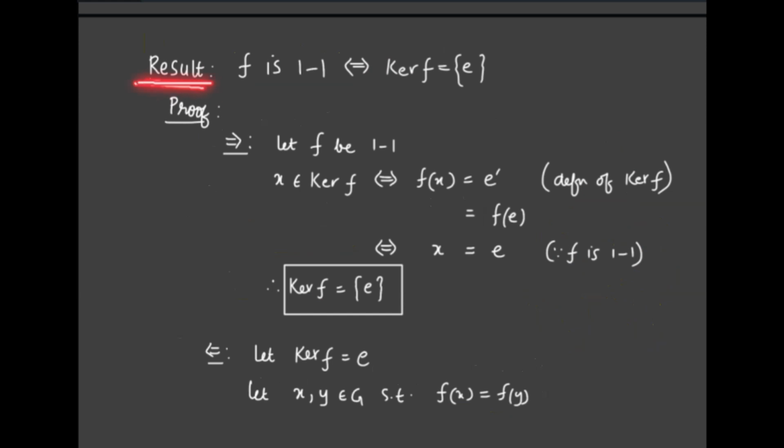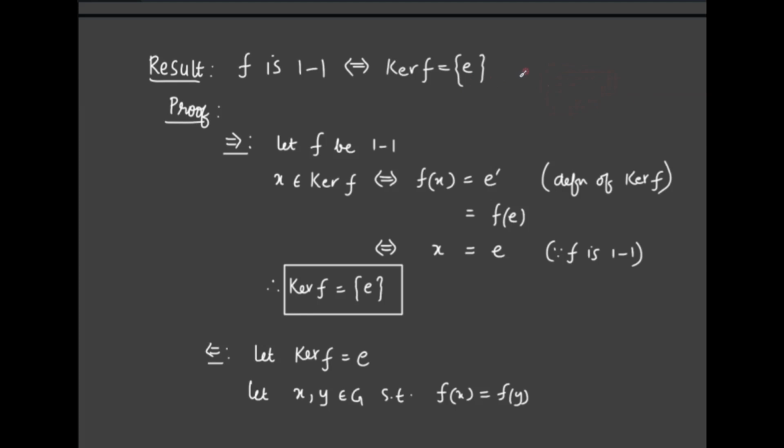Now this is a very important result. What does it say? A homomorphism f is 1 to 1 if and only if the kernel contains only one element, that is the identity element. What does it mean? So we saw that the kernel is nothing but all those elements that get mapped to the identity element, right? So what is it saying?